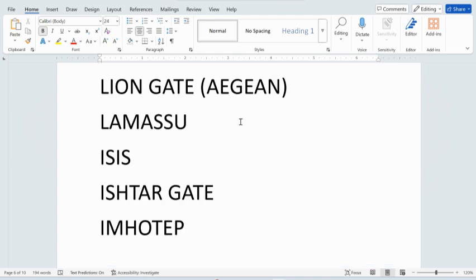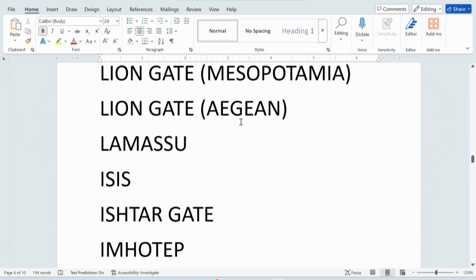One of the last things that we looked at was the Lion Gate, the Aegean Lion Gate. That was that triangular one that was above the post and lintel, with the two lions facing each other. Do you remember that one? And then also the Lion Gate from Mesopotamia. They're also on the test. I want you to know what purpose they serve.